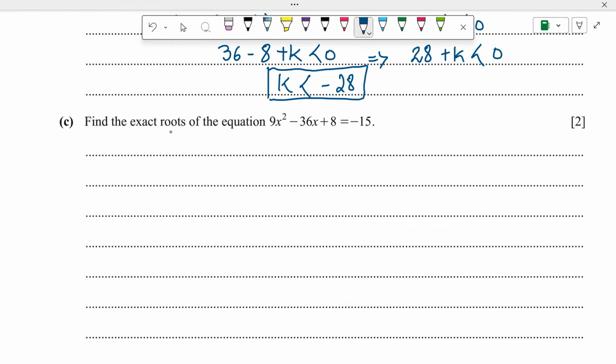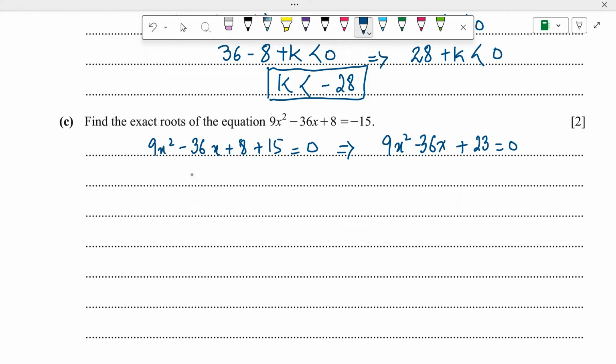Part C. Find the exact roots of the equation given, which is 9x² − 36x + 8 = −15. Switching to the left side, it will be plus 15, and then it is equal to 0. Further solving, we will have 9x² − 36x + 23 = 0. This is a quadratic equation and can be solved by using the formula.